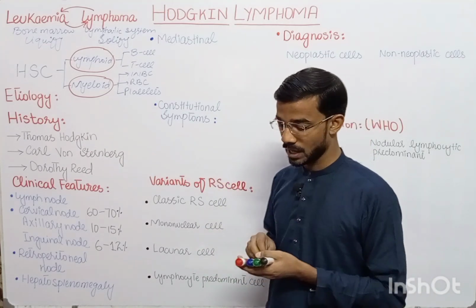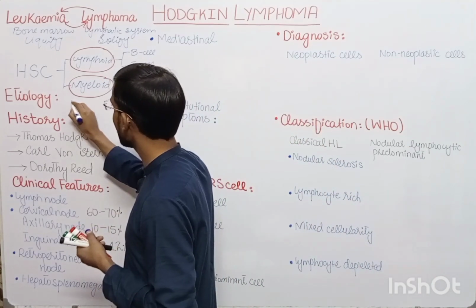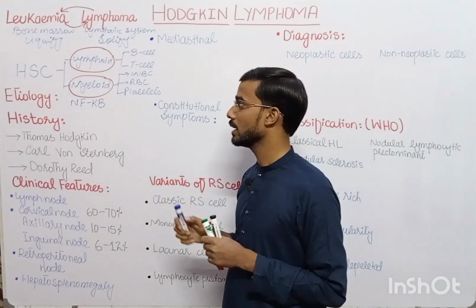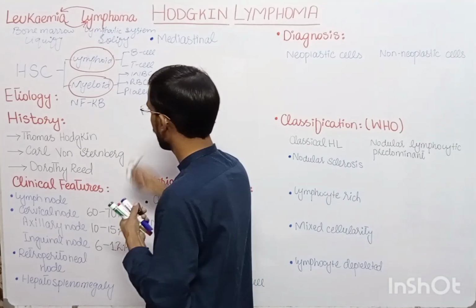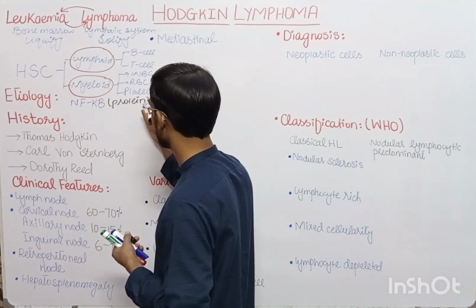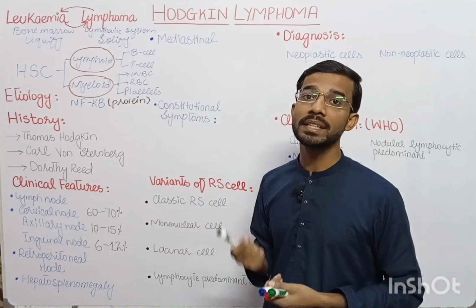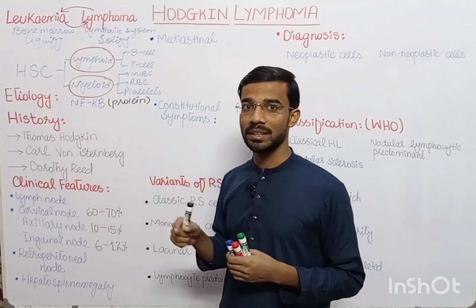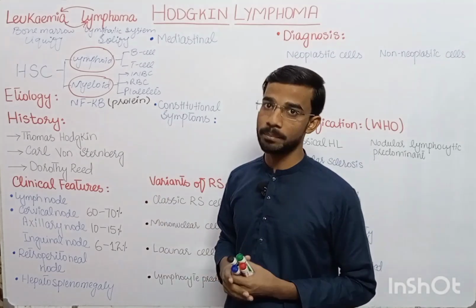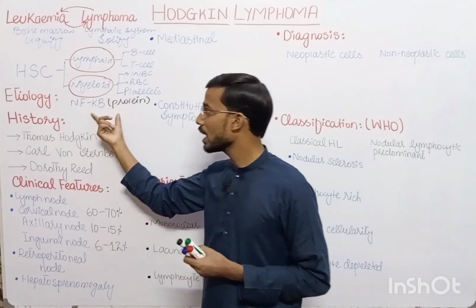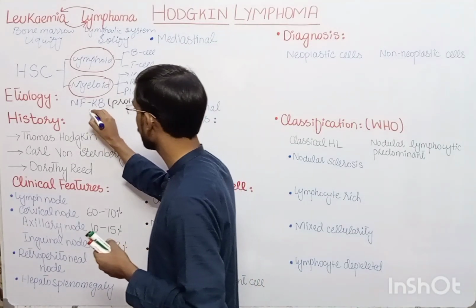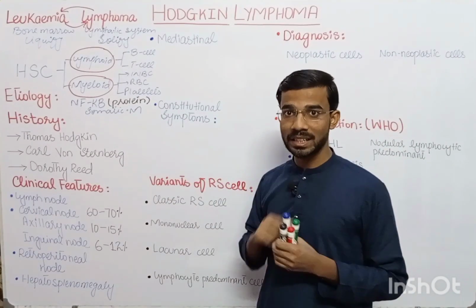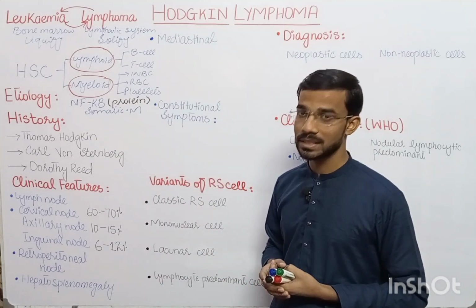If we talk about etiology, you should know that NF-κB, nuclear factor kappa B, is actually a protein involved in the proliferation of B cells, B lymphocytes, and their survival. When this protein is activated, it results in the proliferation of several B cells. In Hodgkin lymphoma, when some somatic mutation occurs in NF-κB, the protein is activated and it results in the proliferation of the B cells.